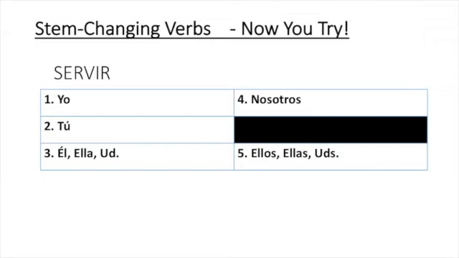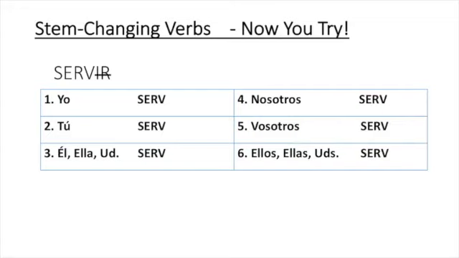So take a moment, pause your audio. All right, so just like all of our other verbs, we're going to chop off our IR in servir. We're left with serv, S-E-R-V. We need to add our endings. This is an IR verb, so o, es, e, imos, ís, en.